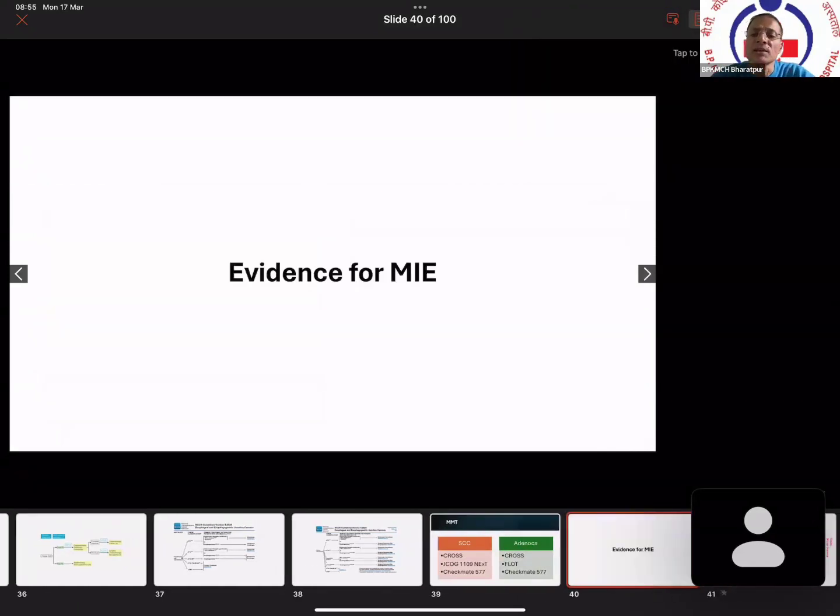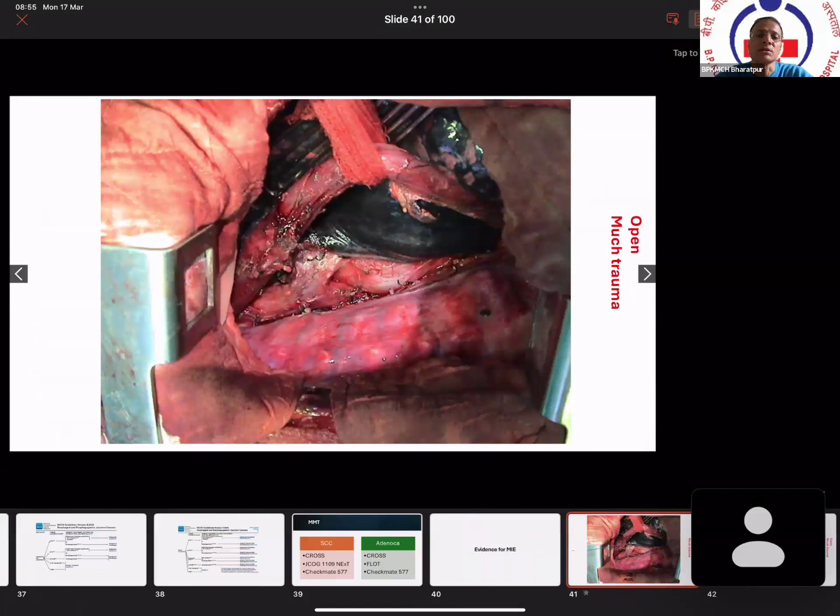So now let's see the evidence of minimally invasive esophagectomy. In the early time, this was the picture taken, perhaps 20 years back in my early career when I used to do the open surgery. So you can see the open surgery was also very good. The tumor was located in the middle esophagus. We can see the trachea here. This is the right main bronchus. This is the left main bronchus. Everything is clear very well. All the lymph node dissection was done very well. This is very clearly seen in the open surgery also.